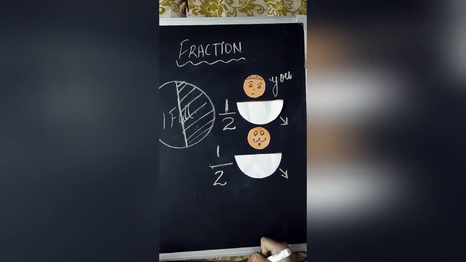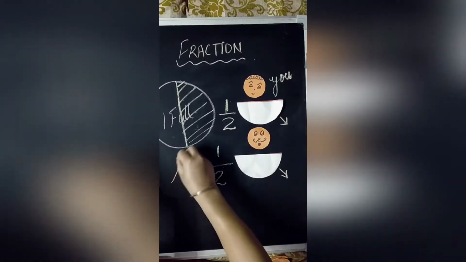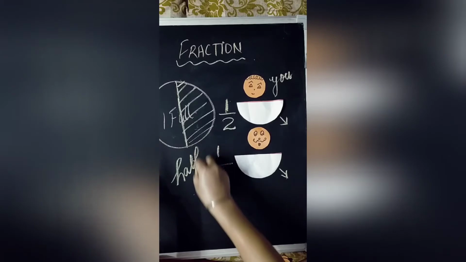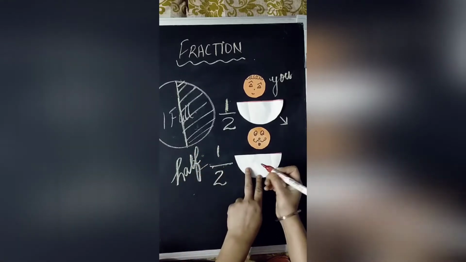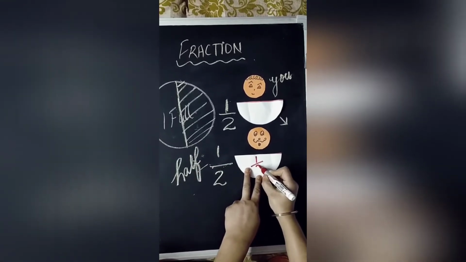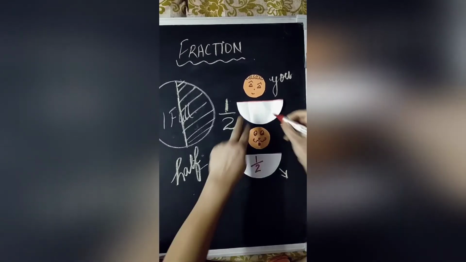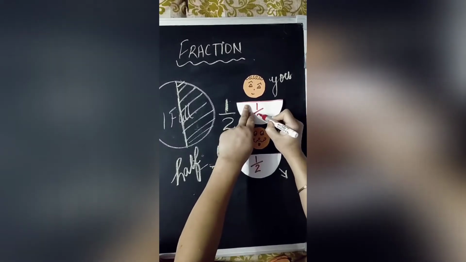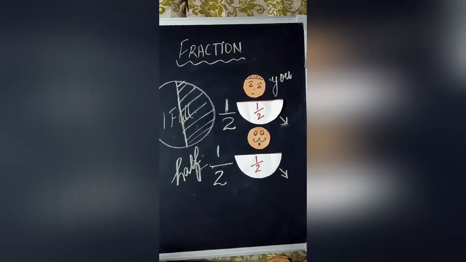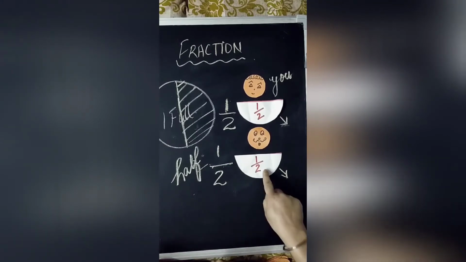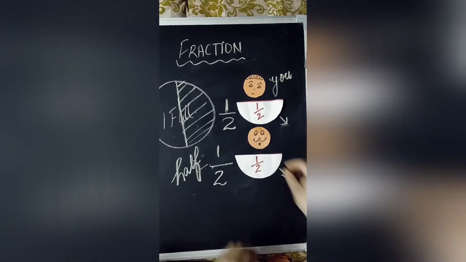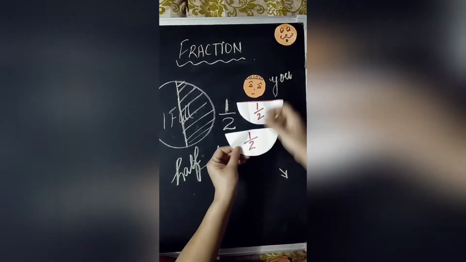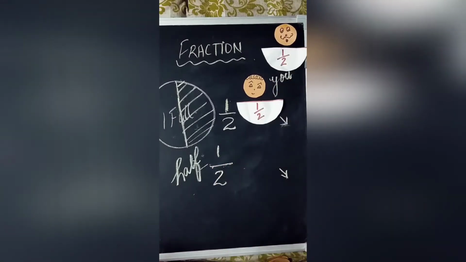So what is the name of this piece? How will we read it? We'll read it as half. This together is read as half. This piece size is named as half. Okay. So here the name of this piece size is half. Now he gets half.